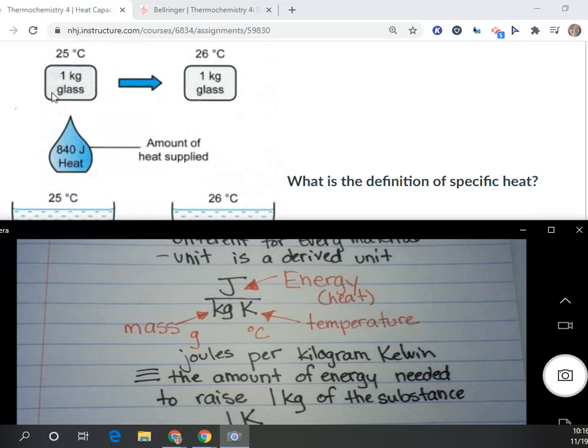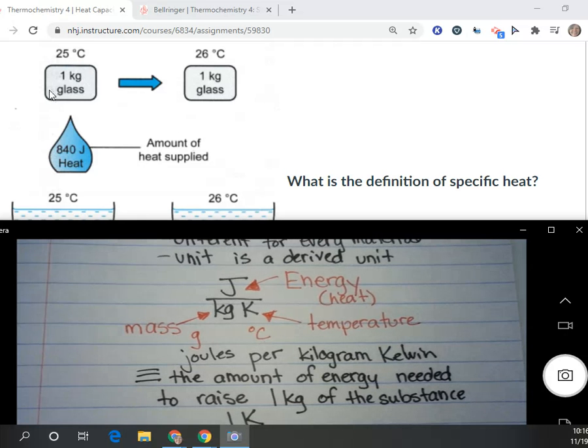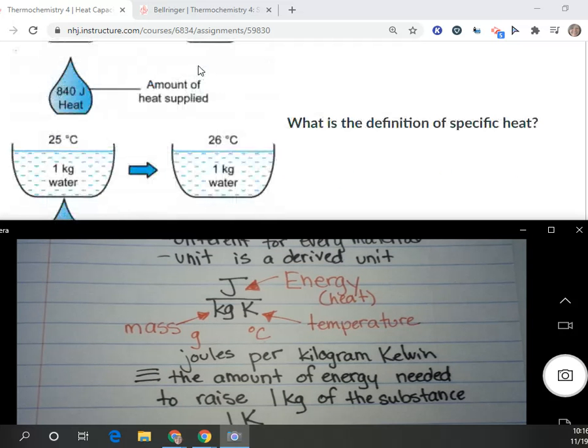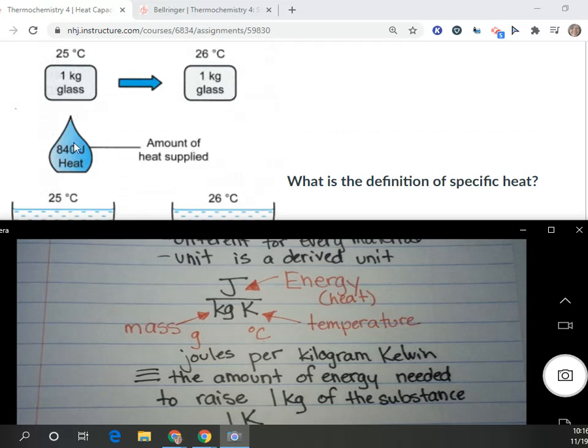All right, if I have 1 kilogram of glass, and I raise its temperature, however that might be, by direct heat or by sunlight, whatever, I raise the temperature 1 degree Celsius, which is the same amount of temperature as 1 degree Kelvin, I'm going to need 840 joules of heat. So the specific heat of glass is 840 joules per kilogram degree Celsius or per kilogram Kelvin. I need that much heat to raise the temperature of the glass by 1 degree.